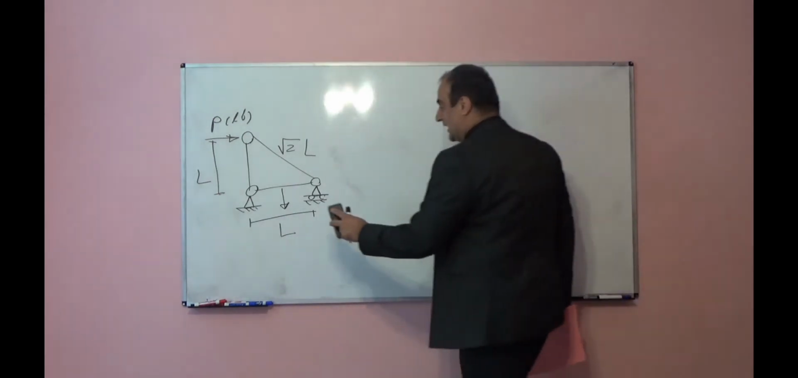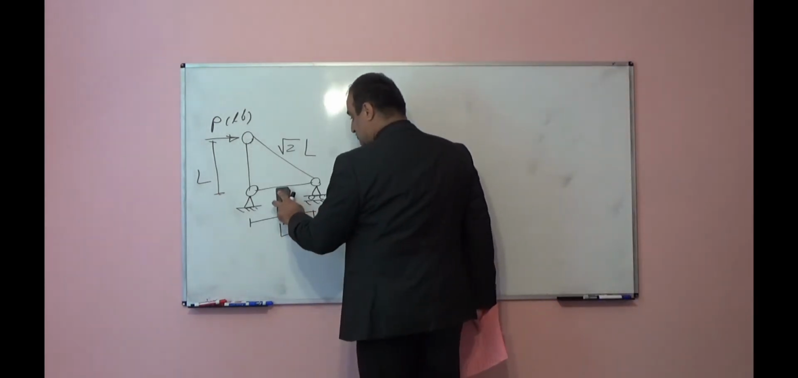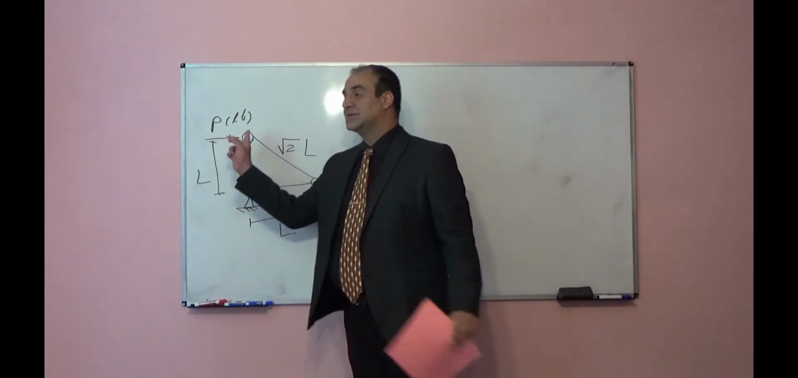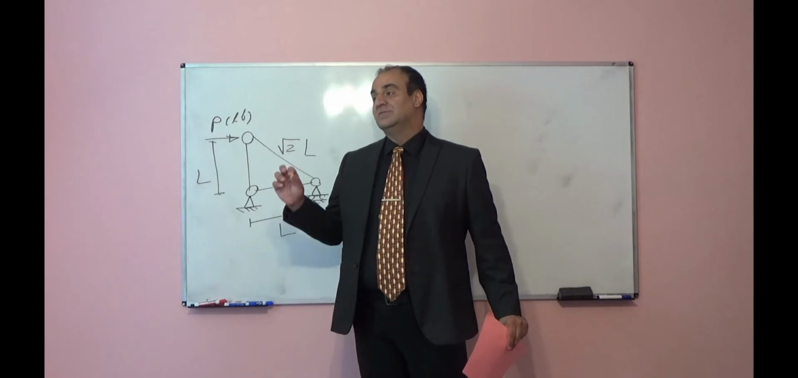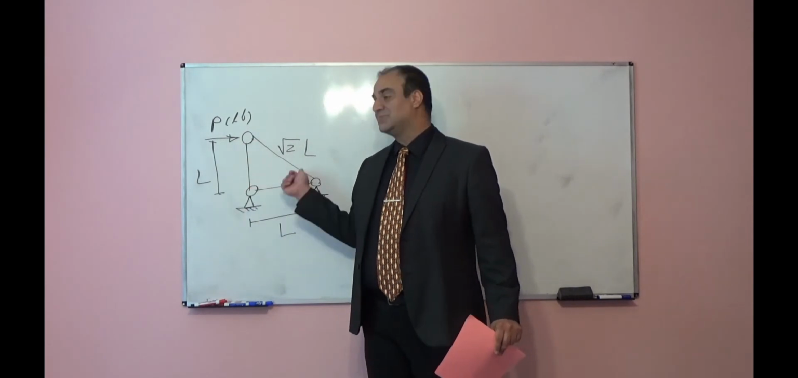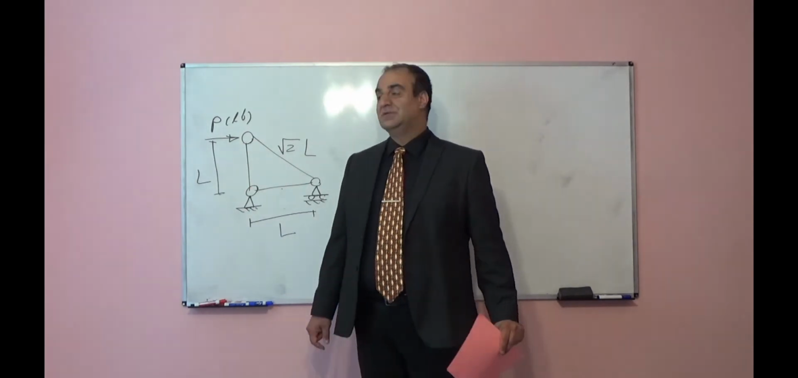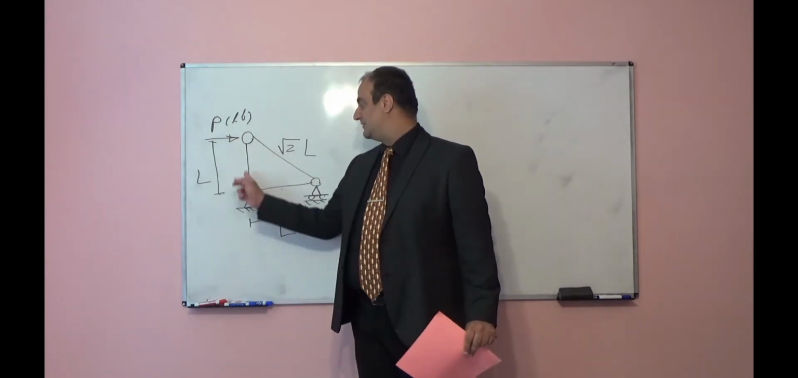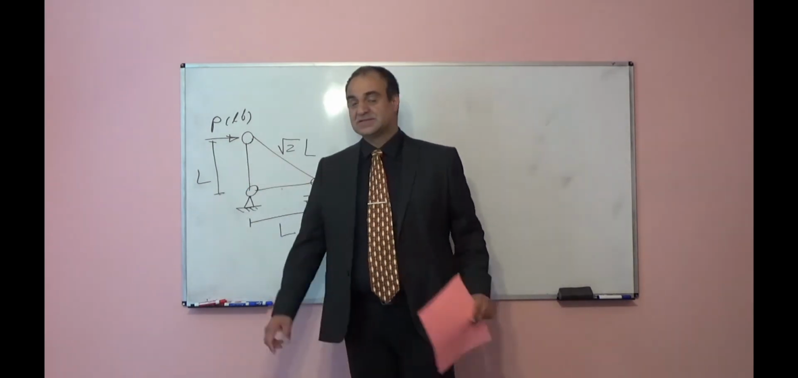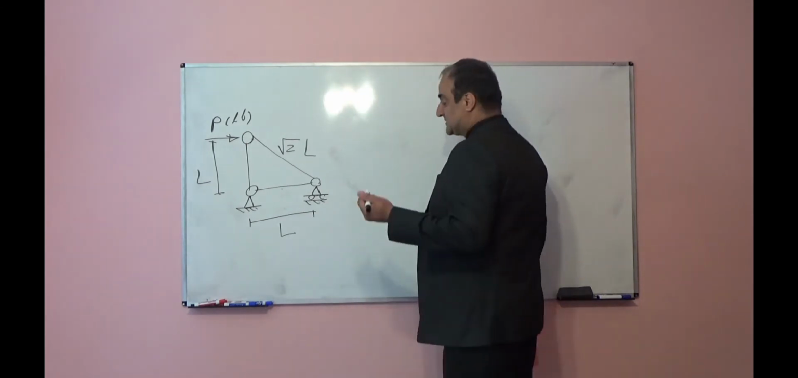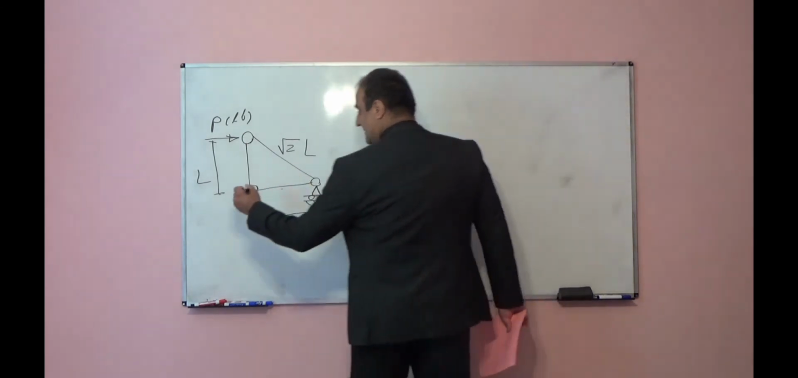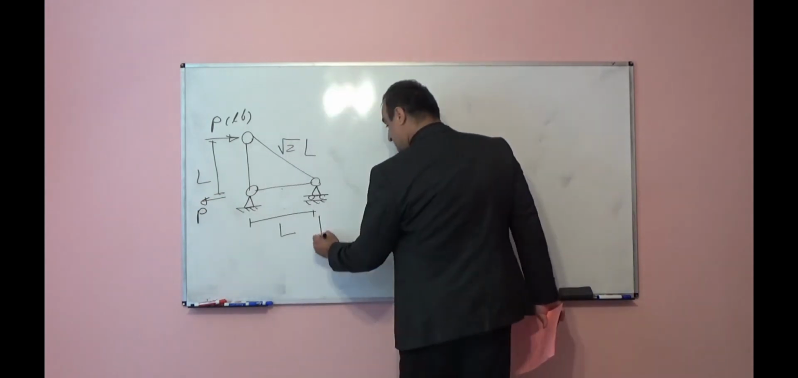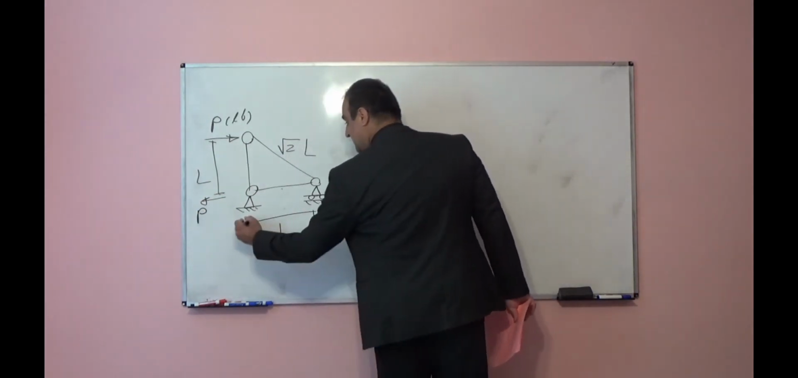In order to find internal forces in truss members under the effect of this external load, first step, we will assume the truss member weight is small, so we will neglect the effect of self-weight. So we will assume these are weightless. First step, we will find reactions. Here the reaction, this should be P up, this will be P down.